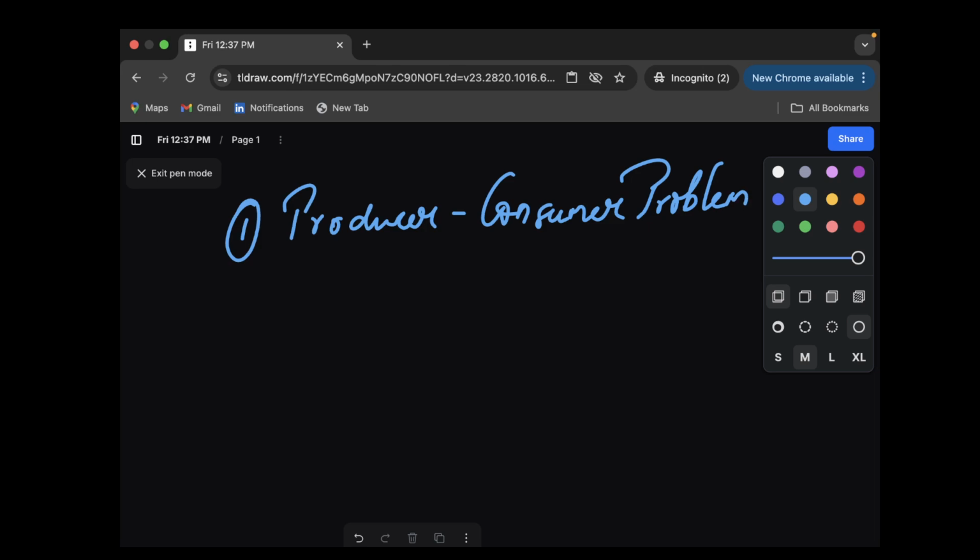It's a synchronization problem where a producer generates data and puts it in a buffer. A consumer takes the data out of the buffer and processes it, but they both can't use the buffer at the same time in a conflicting way. Let's see a real-life example. What is going to happen?